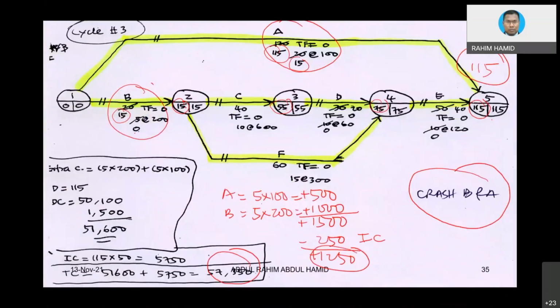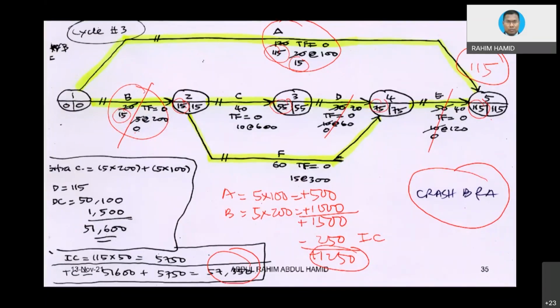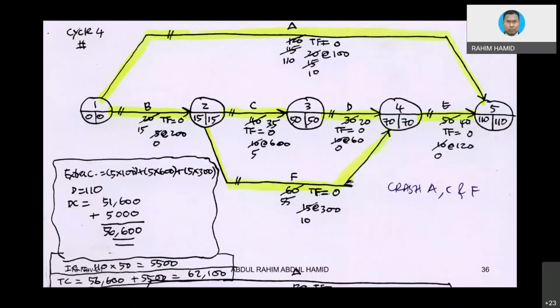Okay, the issue is that we can go for 5 more days, because we cannot compress B anymore, and D is already complete, and E, but we can still compress A, C, and then F. Let's go for 5 more days. Cycle number 4. So it looks like A and C and F are the only ones that we can compress. They are interconnected anyway.